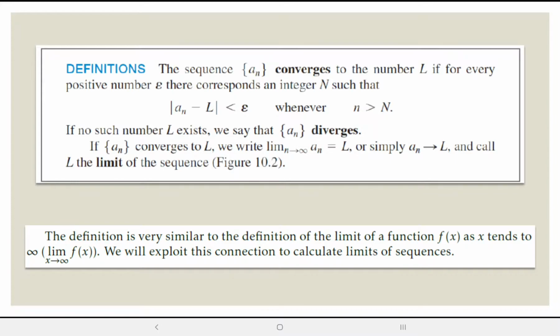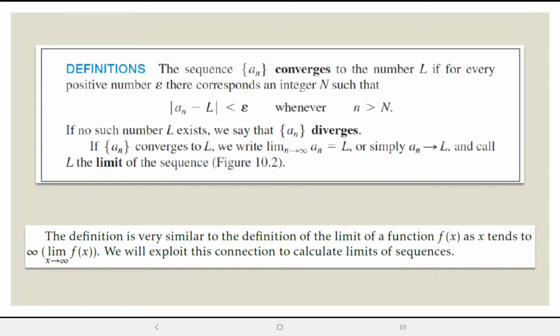The sequence a sub n converges to the number L. So, L here is the limit. If for every positive number epsilon, there corresponds an integer N such that the absolute value of a sub n minus L is less than epsilon whenever n is greater than N, or big N. Okay? So, ano bang meaning nito?